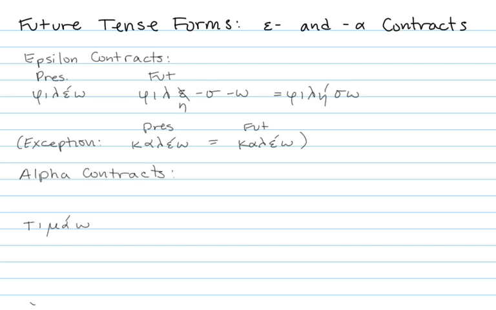In alpha contracts, similar things happen. You would expect timao to become timaso, but instead that alpha before the sigma lengthens and you get timeso, and that is the general pattern for most alpha contract verbs.